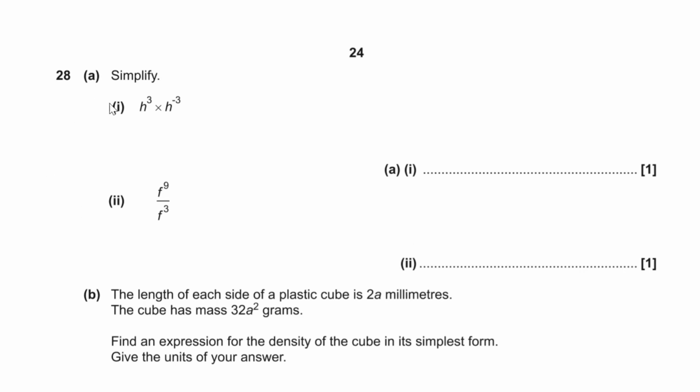Question number 28. For part A we have to simplify the following. For the first part we have to simplify h to the 3 times h to the minus 3. Well, here we have to use the laws of indices. A to the power of m times a to the n: when we've got the same base when we're timesing, we add the powers. And therefore what we have here is h to the power of 3 plus minus 3, which is h to the power of 0, which is equal to 1. So therefore this is equal to 1.